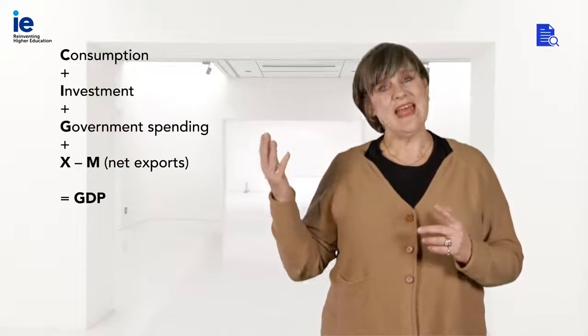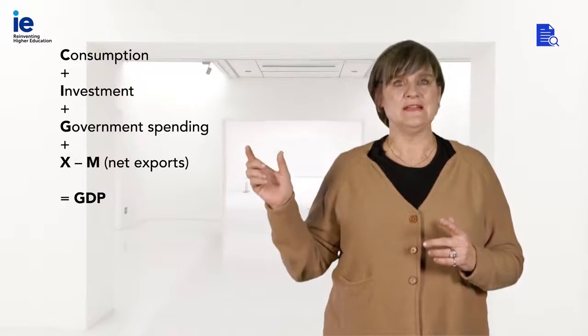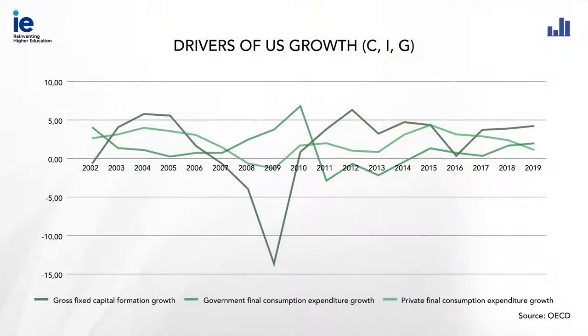Here I've broken down the different components of GDP now. If you're remembering the earlier class, we said that GDP is C, which is consumption, plus I, investment, plus G, government spending, plus X minus M, which is net exports. And so I'm showing you three of these elements. I've left out X minus M on this chart, and you can see how their evolution, their trends over time, are really, really different.